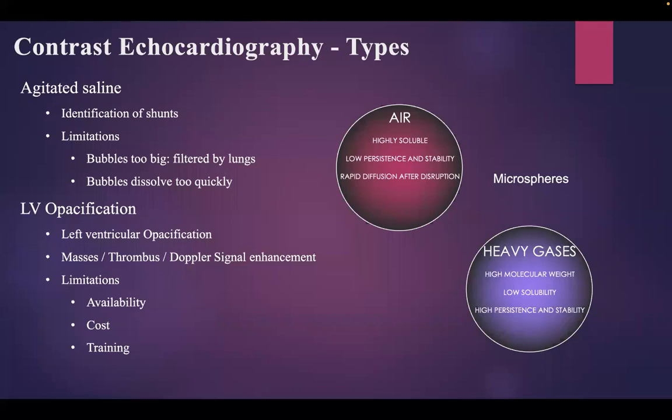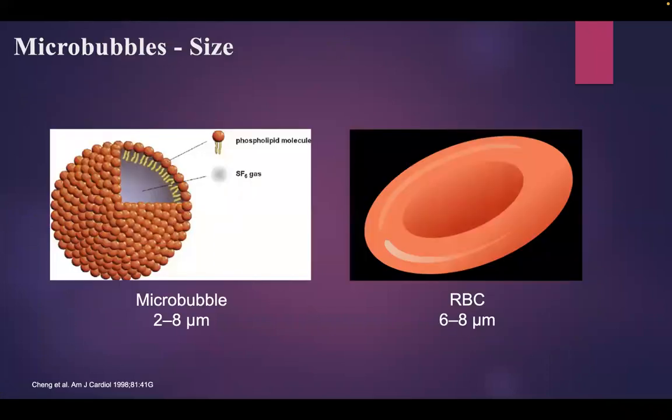So in contrast echocardiography, we basically have agitated saline, which is used for right side heart opacification, and for LV opacification we have these heavy gases which have high molecular weight and low solubility. The microbubbles are smaller than the size of the RBC, and they can easily pass through the pulmonary circulation and come to the left side, and we can use this to opacify the LV.